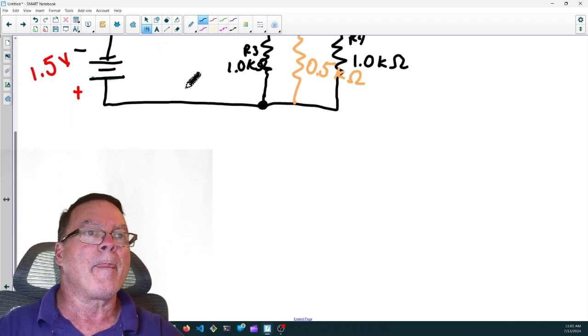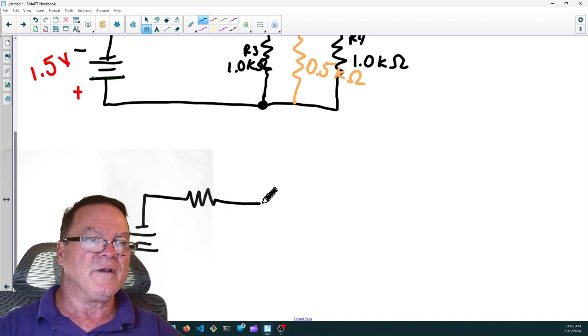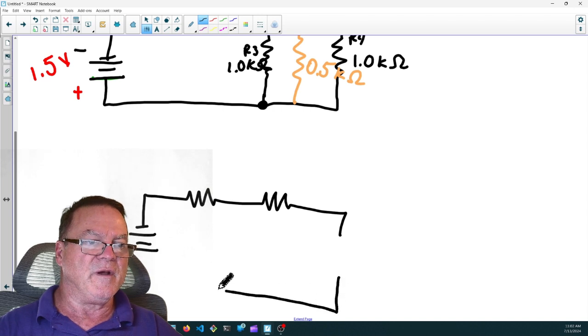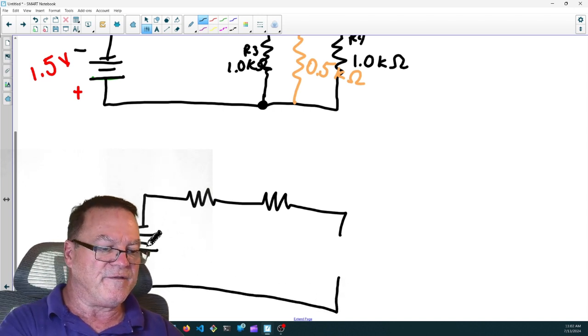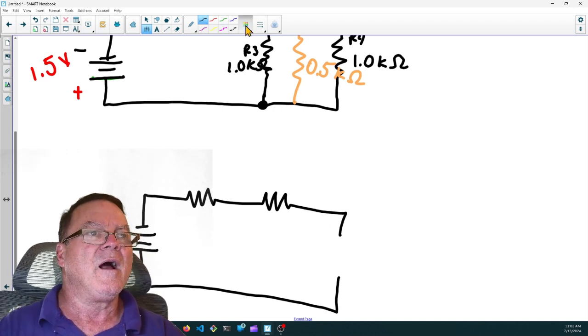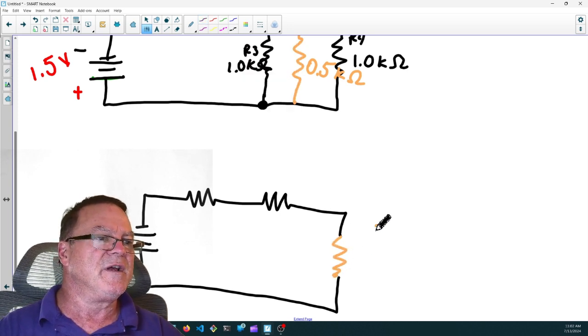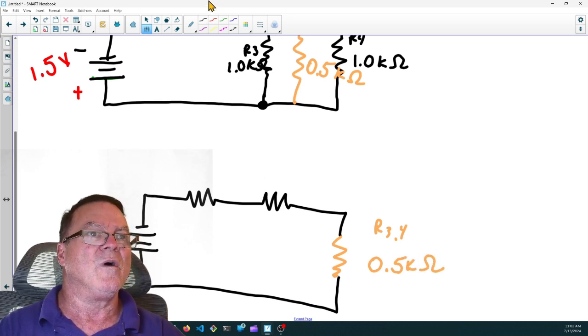Let me see if I can do this real quick. We've got an equivalent circuit of 1, 2, 3, and I'm going to leave that one. My board is a little bit off kilter here. There we go. I'm going to make this one orange because it's an equivalent resistor. This is R34, and it's 0.5 kiloohms. And this is R1.